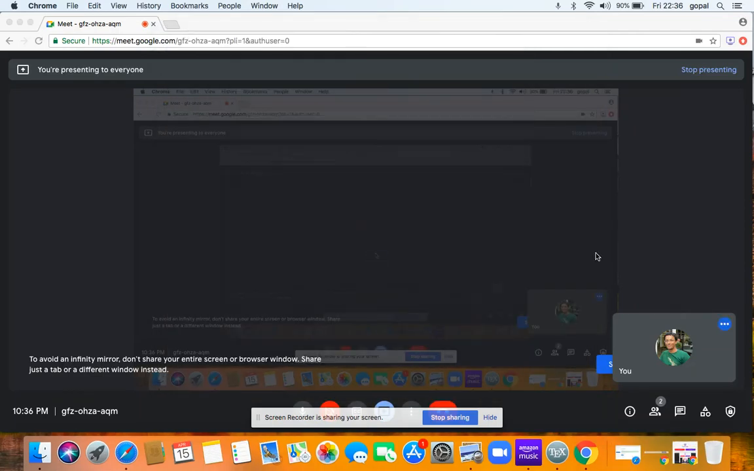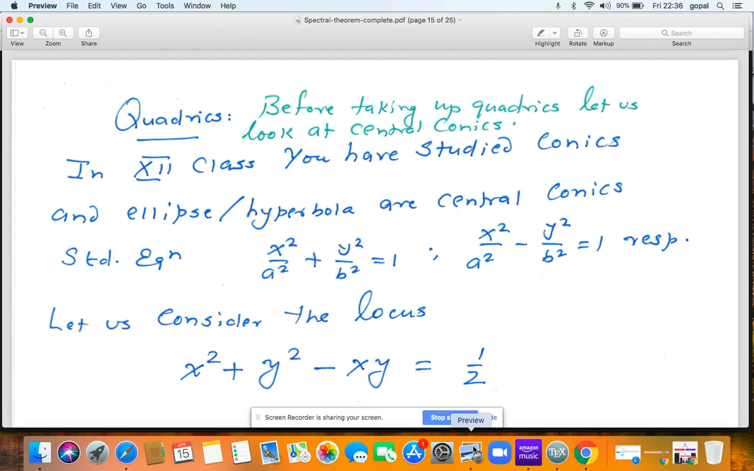Hi, let's continue with the spectral theorem. As an application of the spectral theorem, let us give some applications to geometry, coordinate geometry. Let us begin with a very familiar theme that you have studied in your class 12th. Conics, ellipses and hyperbolas are examples of central conics.